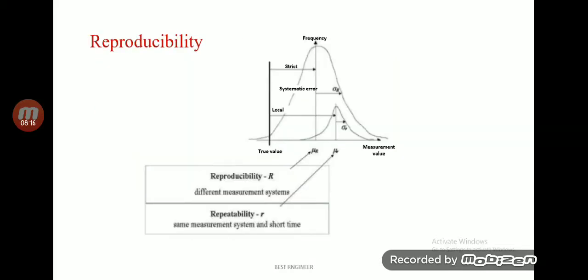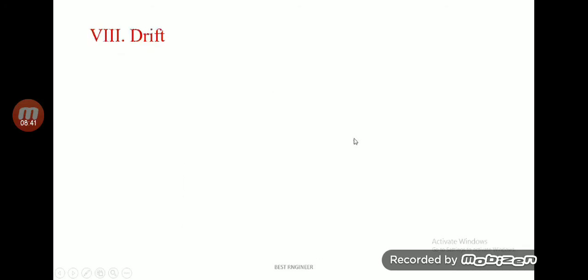See this picture. This one is the true value, and these are the frequencies and measured values. Reproducibility means different measuring systems will give the same values, and repeatability is nothing but showing the same value over the shortest time.